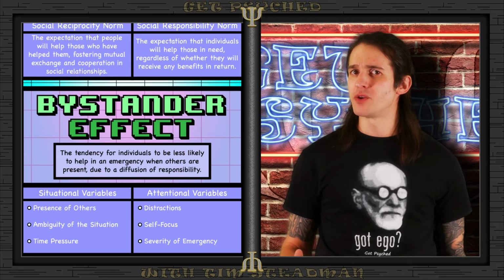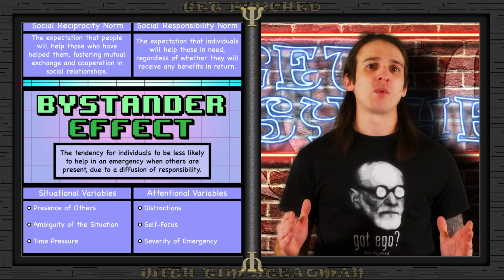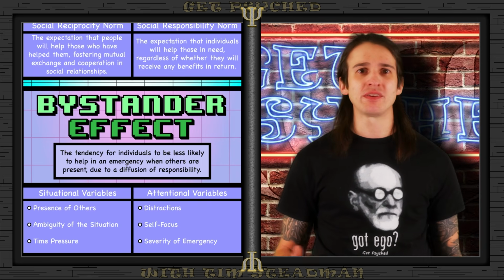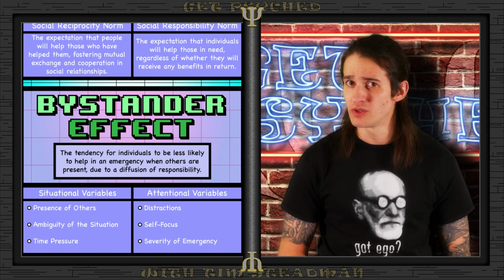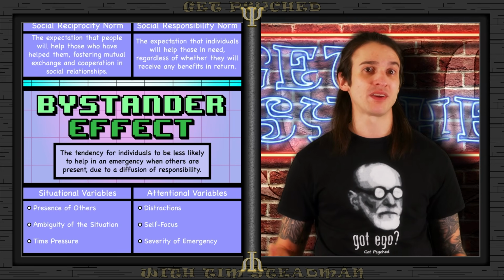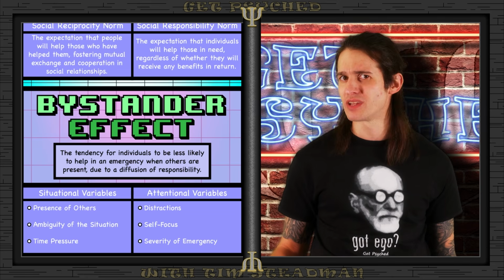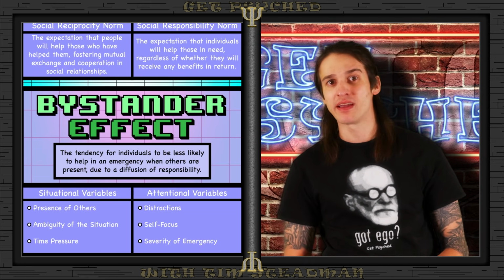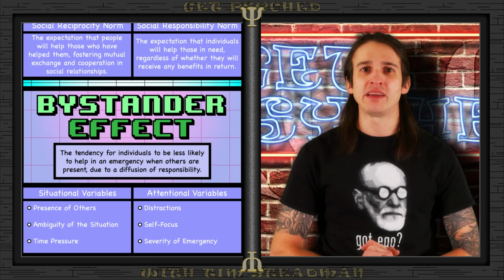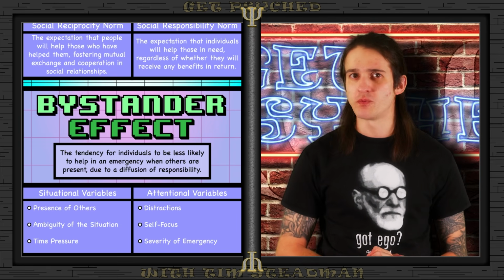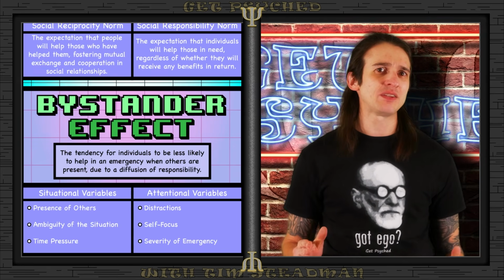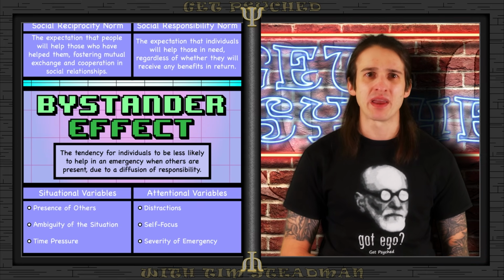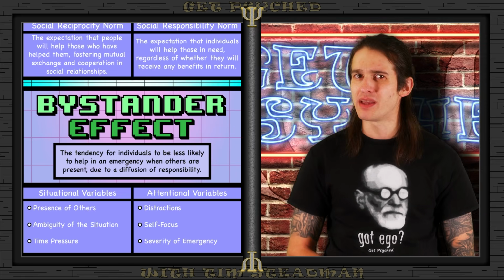Then there are the attentional variables, which are all about where your focus is. If you're distracted or in a rush, you might not even notice someone needs help at all. Or you might notice but underestimate how serious the situation is, like thinking someone lying on a park bench is just taking a nap when they might actually need some help. The bystander effect teaches us an important lesson. When we see someone in need, it's easy to assume someone else will take action, but sometimes stepping up and being the one to help can make all the difference.